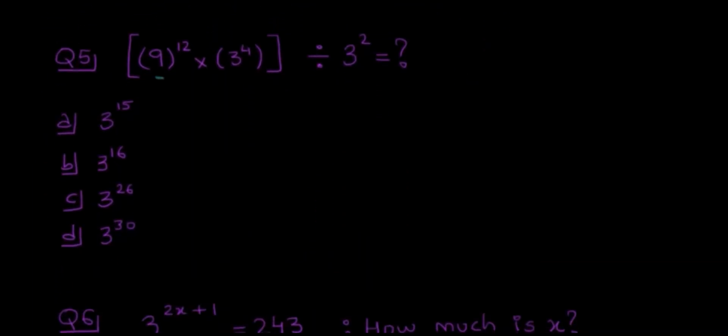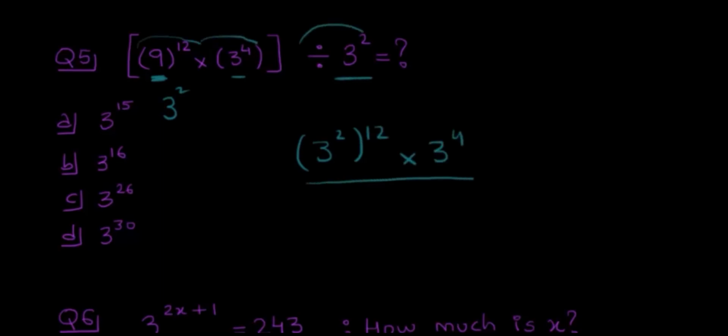Next question. The minute I look at this question, I'm thinking, I've got to have the same base. And what a coincidence, they've got a 9 over here, which can be rewritten as 3 squared. So it's 3 squared to the power 12. That's the first part done. And I've got times 3 to the power 4. Everything is divided by 3 to the power 2.